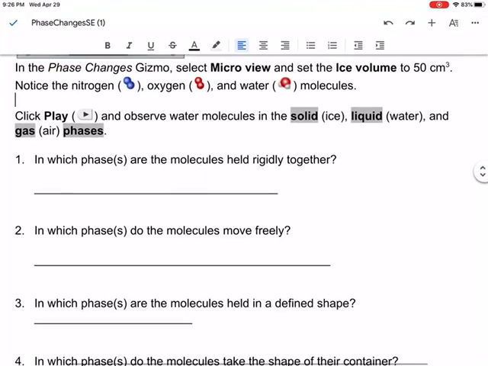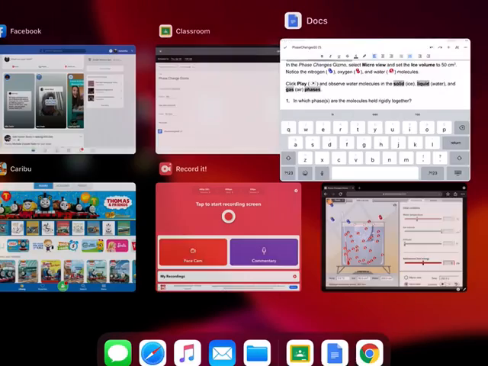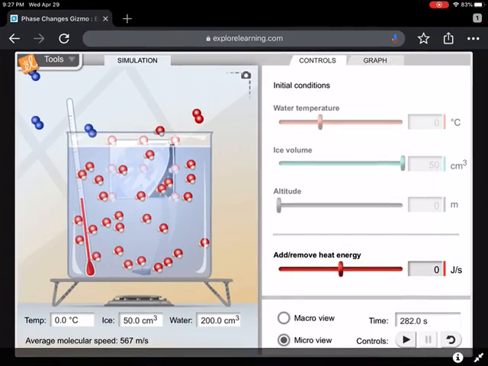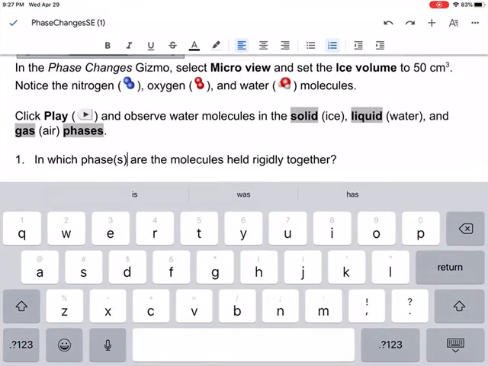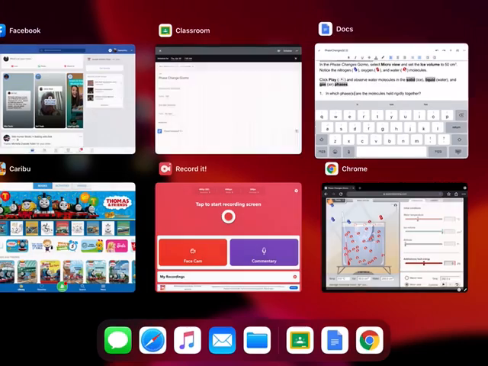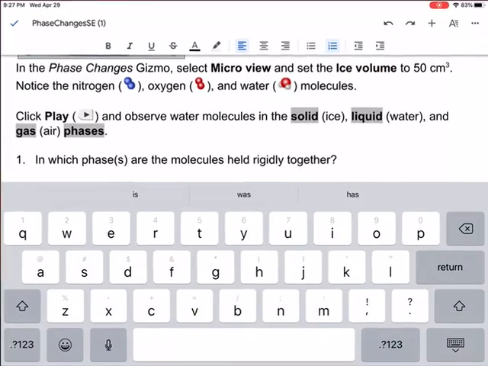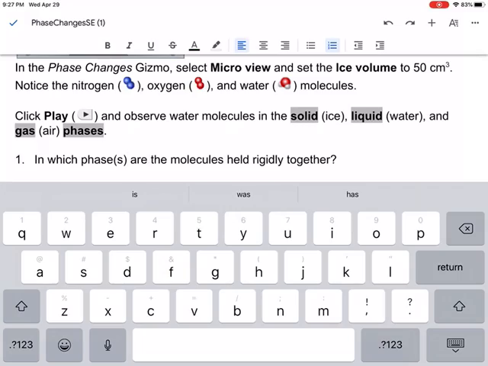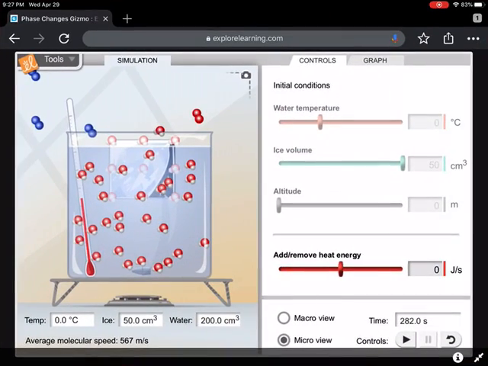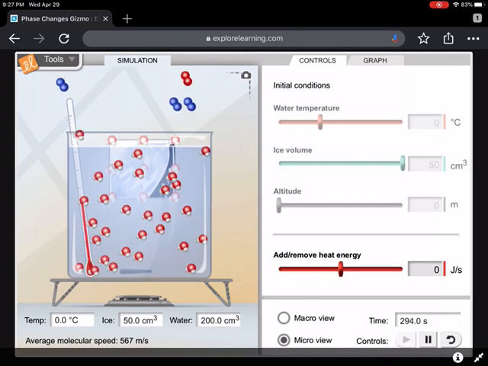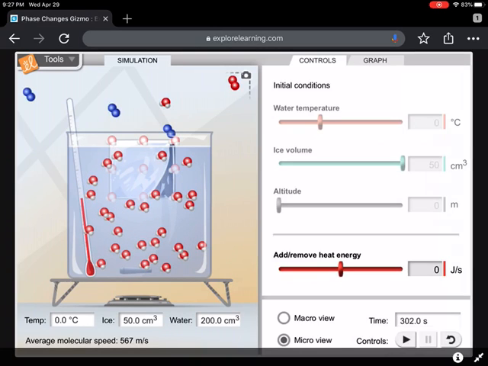The blue dudes were nitrogen, and the only place I saw nitrogen was up in the air as a gas. The two red dudes stuck together are oxygen, and the only place where I see two red dudes stuck together again is up in the air as a gas. And the water we see in all three phases. We see it in the solid ice cube, we see it in the liquid, and we see it bouncing around there in the air with the nitrogen and the oxygen.